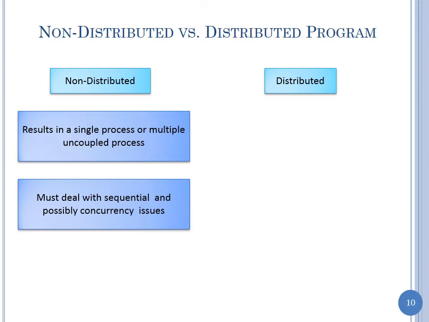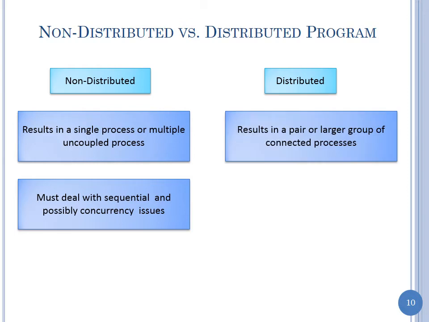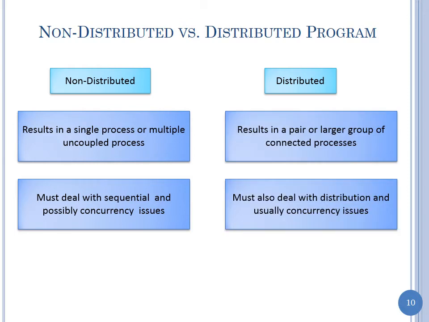Whereas a distributed program results in a pair or larger group of connected processes, and must deal with distribution and usually concurrency issues. Distribution issues arise when you have multiple processes on different computers, and concurrency issues arise within a single process. And that's the usual case, that you typically have to do that too. So this definition I need to define results in a single process or multiple uncoupled processes. This coupling is all very abstract here.